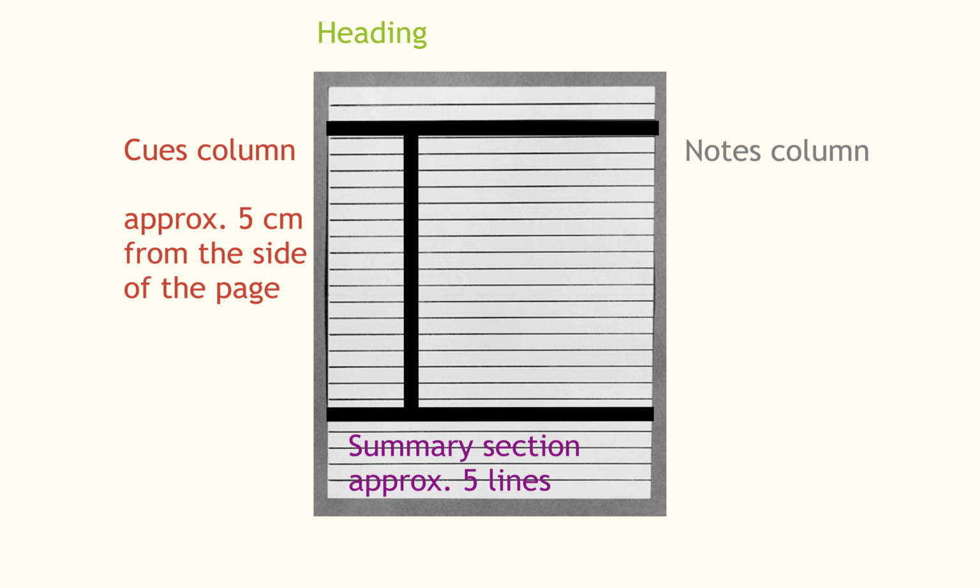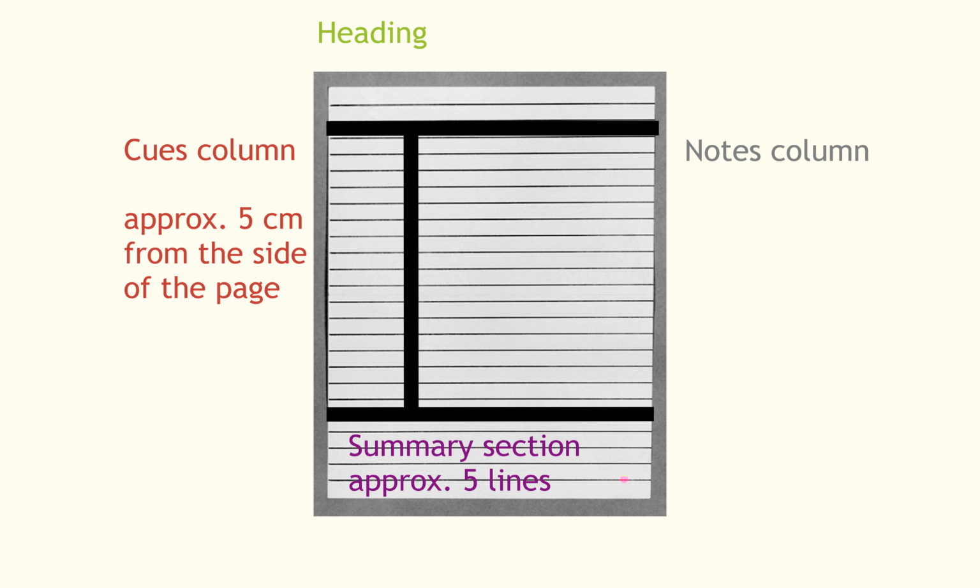First, let's have a look at how you create a page of Cornell notes. There are templates available online, but it's really quite easy to draw them yourself. You need a pen and a ruler, and you divide a page of A4 into what looks like a capital I, which is slightly off centre. As a guide, leave about 5 centimetres from the left hand side of the page and about 5 lines from the bottom of the page.